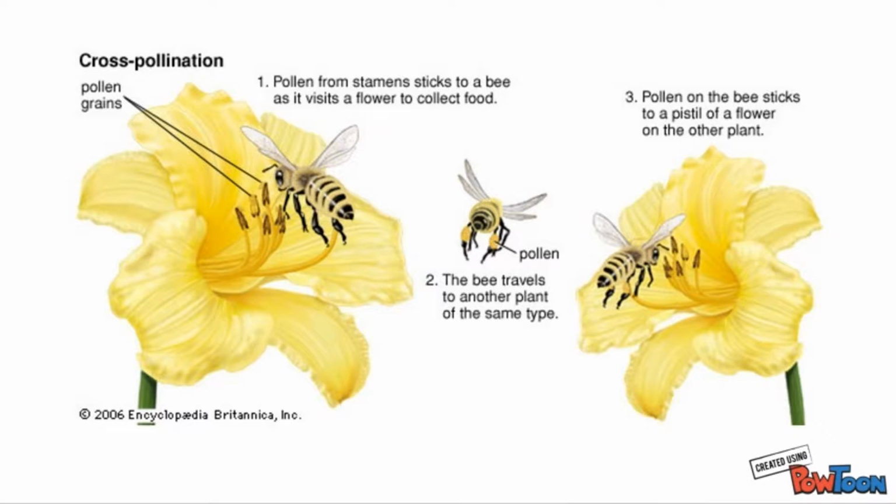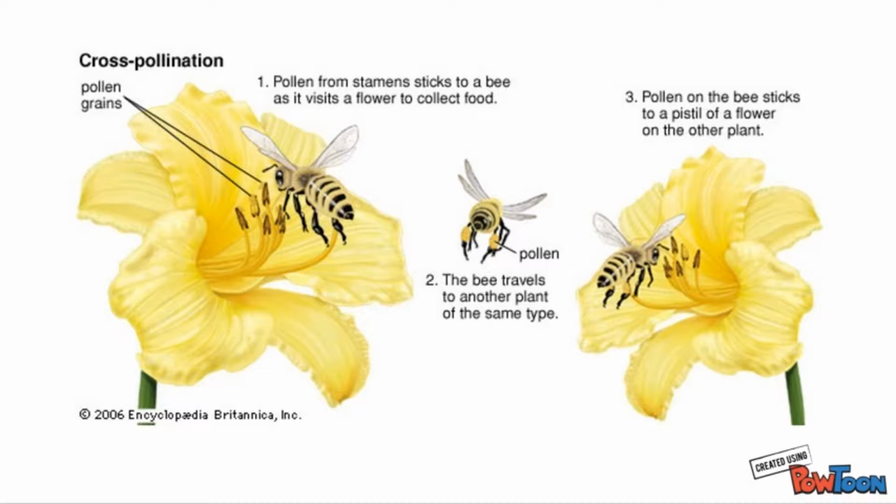Bees use their sense of smell to find nectar that is in flowers or in plants. So when they're collecting their food from the flower, some pollen from the stamens will stick to the bee, and then it will go to another plant of the same type, and then the pollen from that bee sticks to a pistil of the flower or plant, and it helps with cross-pollination.